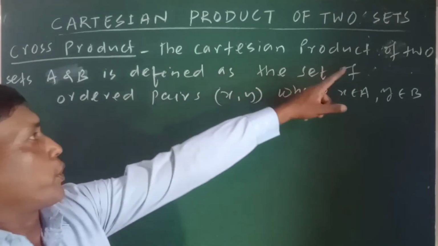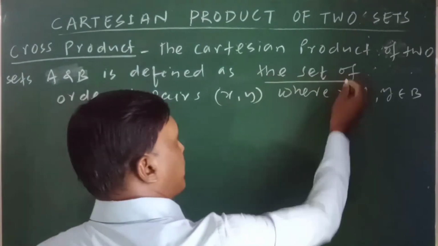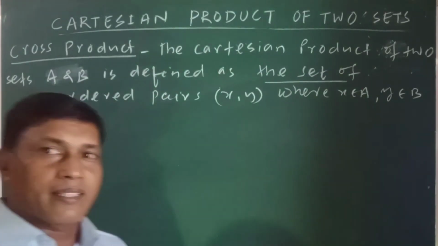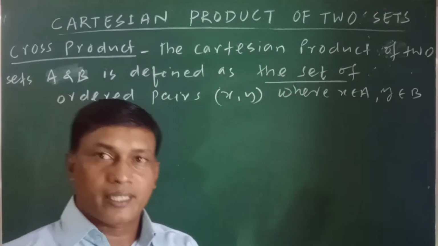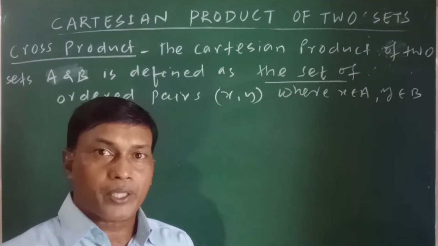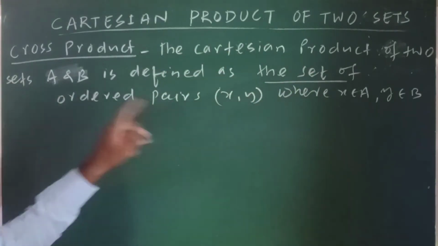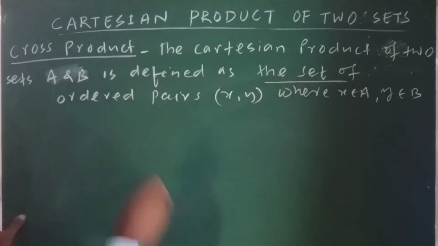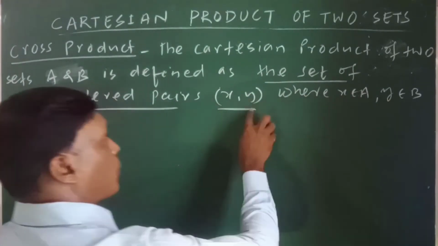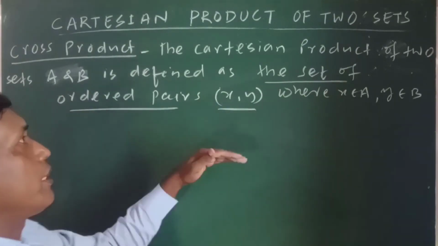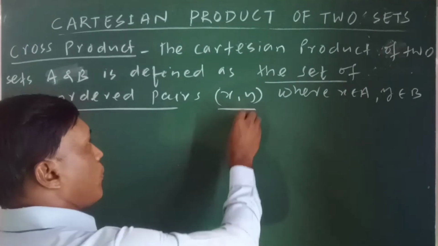The Cartesian product of two sets A and B is defined as a set. That means the product of two sets is again a set. But if the product of two sets is a set, then what are the elements of the product set? The product of two sets is the set of ordered pairs (x, y), where x belongs to A and y belongs to B. That means in the product set, all the elements will be in the form of ordered pairs.